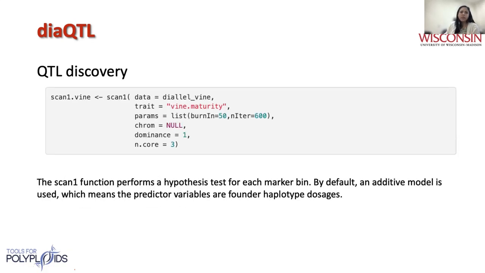The next function is scan1 for QTL discovery. This will perform a hypothesis test for each marker bin, and by default, the additive model is the one that is used when dominance is equal to 1, which means the predictor variables are the haplotype dosages. So depending on which haplotype you have is how that would be affecting this specific trait.